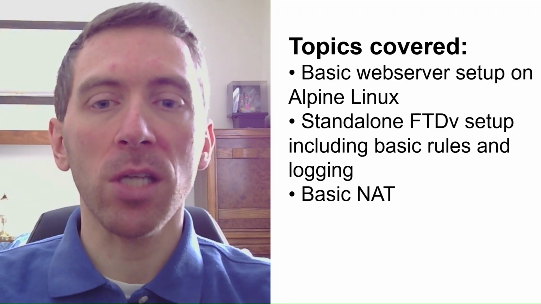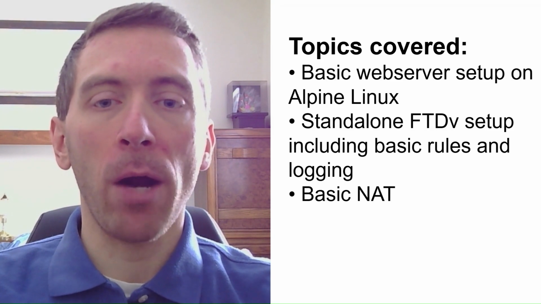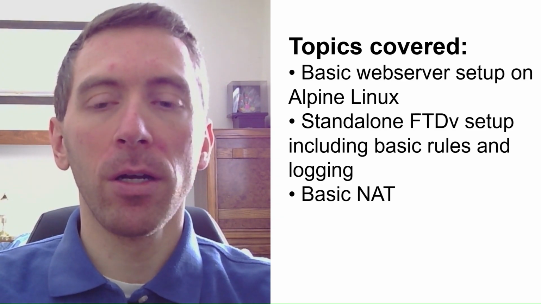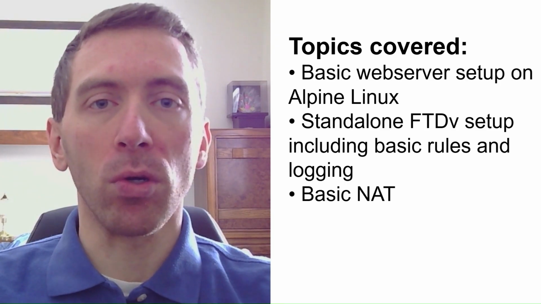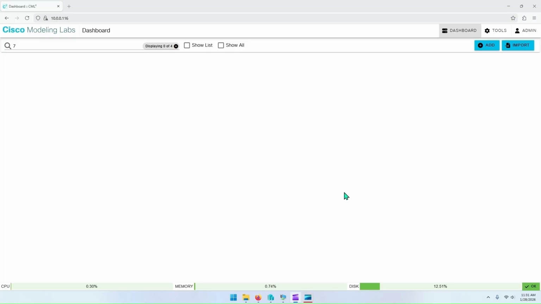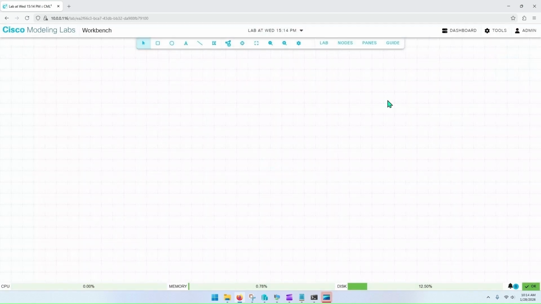Topics we will cover include basic web server setup using Alpine Linux, standalone Cisco Firepower Threat Defense Virtual, or FTDv, setup, and basic NAT, or network address translation. Let's get started. If you need help setting up CML, I put a link to a video guide in the description. First, in your CML dashboard, click on Add in the top right.